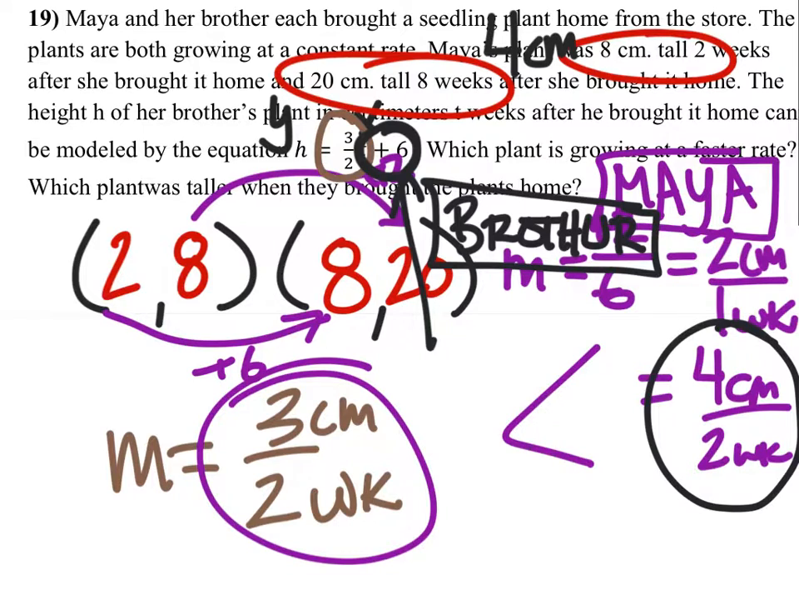For Maya, by the way, since we had 2 points and we found the slope, you could have used point-slope form to write that in slope-intercept form. But we didn't because we kind of figured it out this way. And that's okay.